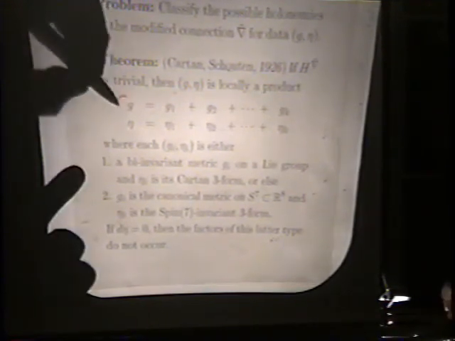The first result on these things is actually kind of nice. It was proved by Cartan and Schouten back in 1926, which is that if the holonomy of this modified connection is trivial, that is, if it's actually parallel, you might think, oh, well, that must mean it's flat. But of course it doesn't because of the eta. But what you can say is that it forces it to be locally a product. That is, g is a product metric and eta is a sum of three forms, where each of the summands is one of two kinds of solutions. One is there's the bi-invariant metric on a Lie group and eta i is its Cartan three form. And then the modified connection is just the left invariant parallelism.